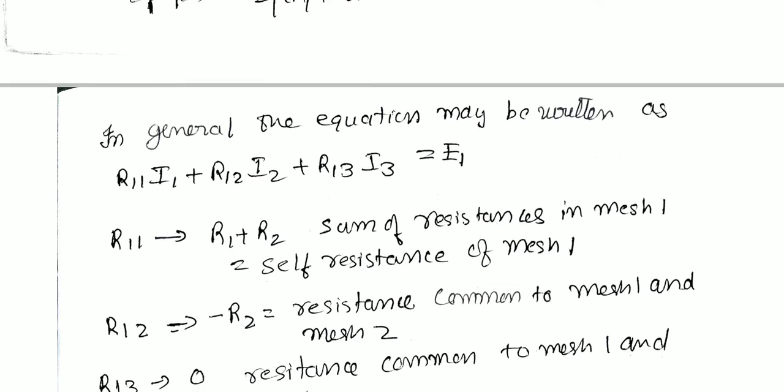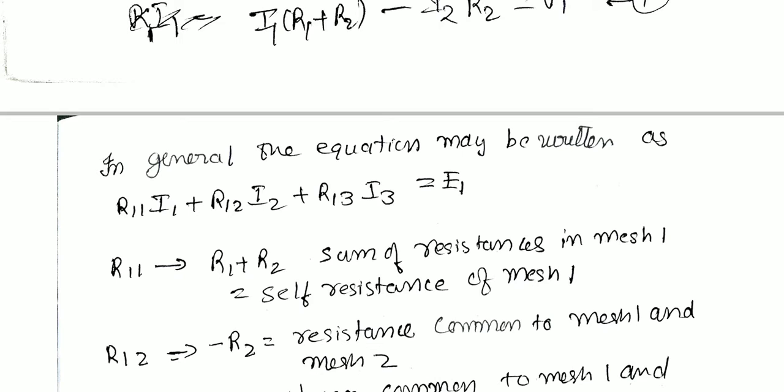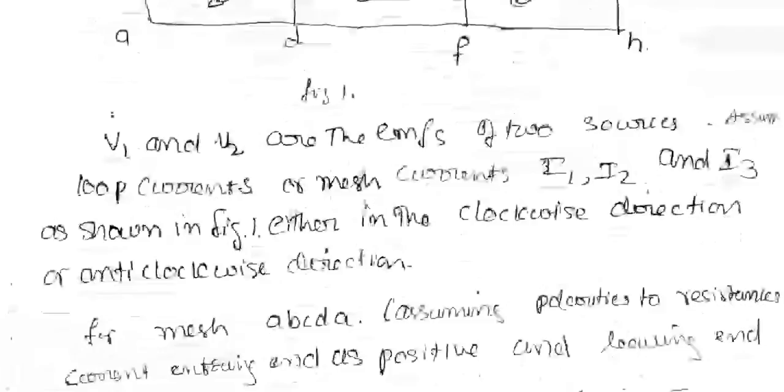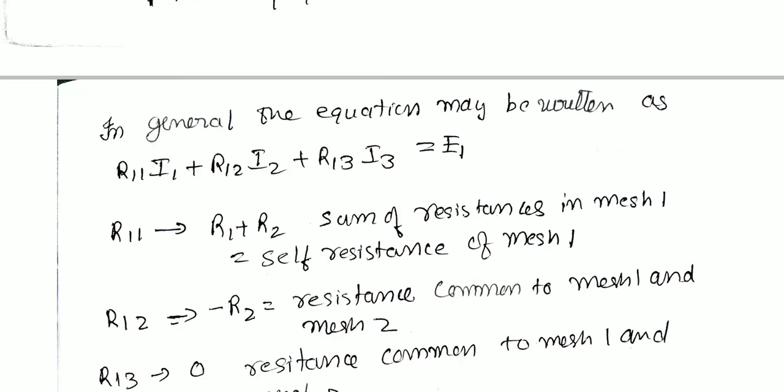So the resistance present at I1 is R1 plus R2. It is the sum of the resistances in mesh 1. What are the resistances present in mesh 1? That is R1 plus R2. So that resistance we call the self resistance of mesh 1, which is R1 plus R2.